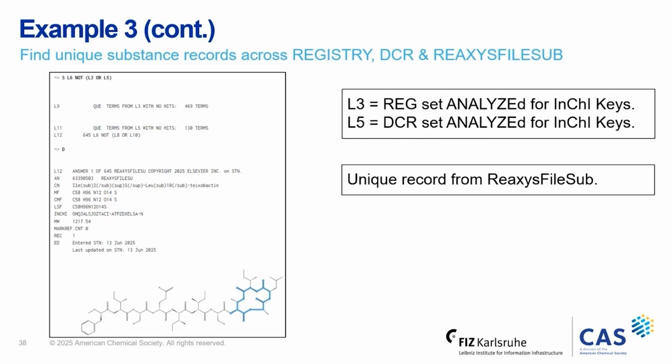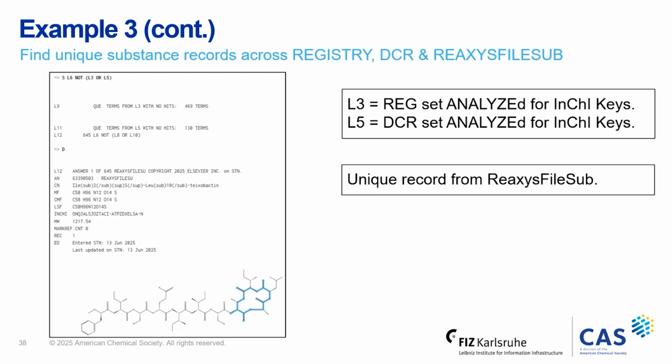It's funny how you can do this. Usually you would have to be in multiple databases, but with InChIKeys, you can just pull them over in this way. L6, not L3, or L5. L5 is the corresponding DCR set where we had analyzed for all the InChIKeys. Remember that L3 and L5 are the analyzed sets for InChIKeys. They're not the structure search sets. We did the structure search, and then we analyzed for the InChIKeys. That allows me to do this.